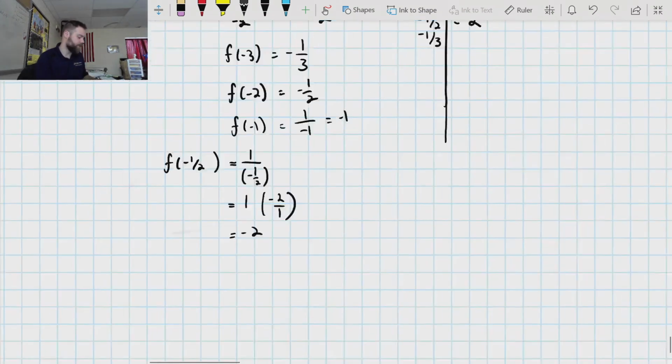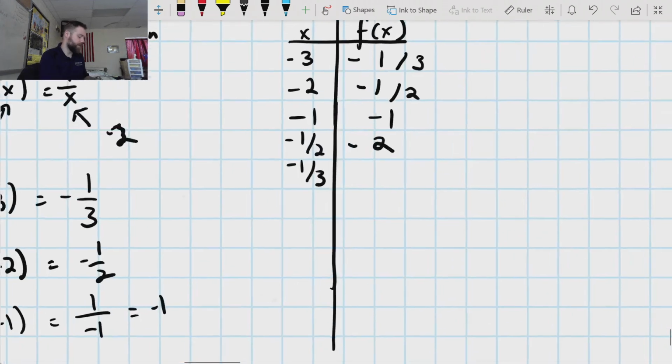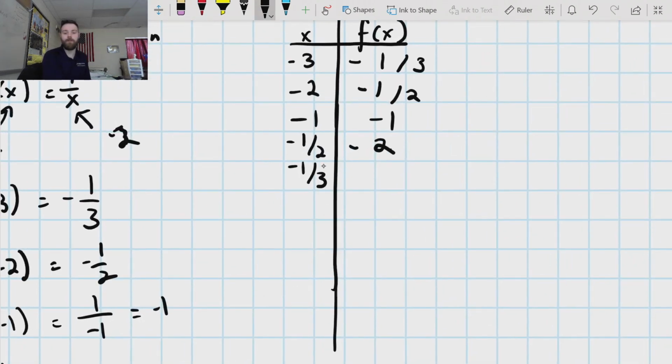And so since that's going on, I should get back -2 here, and then same thing for -1/3. I should get back -3. And it's the same for the positive numbers. I just have to scale them correctly and put them in the correct order, and then I get the same version of the positive values, the reciprocals over here. So if I plug in +1/3, I'm going to get back +3.